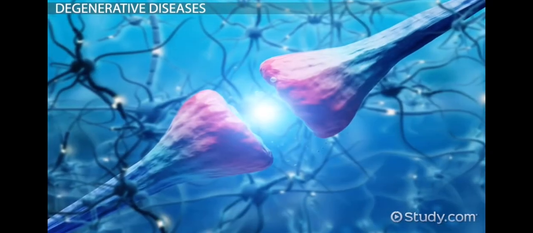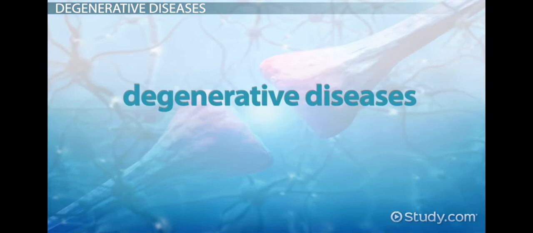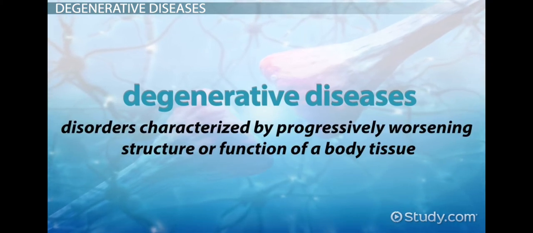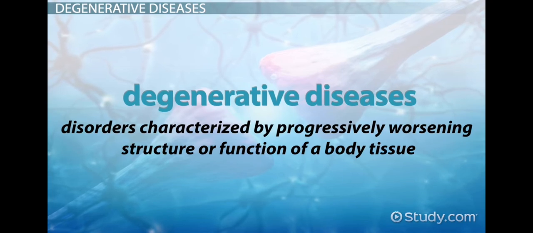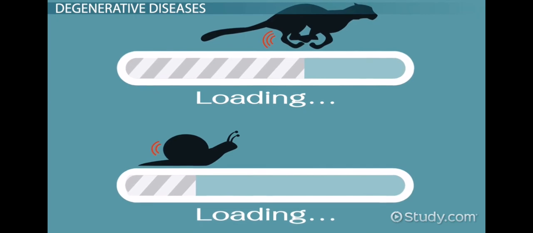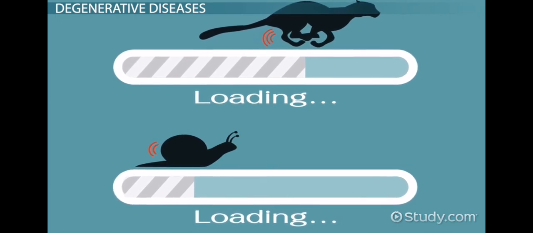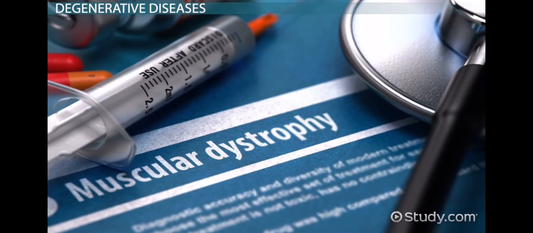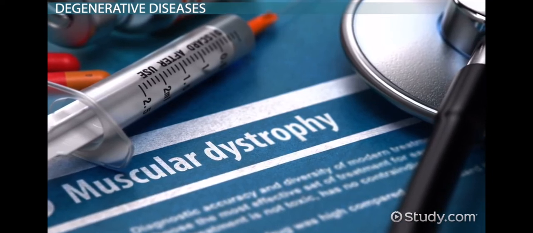Another kind of orthopedic impairment can be caused by degenerative diseases. These are disorders characterized by progressively worsening structure or function of a body tissue. You can think of this as a computer that gets slower and slower over time, or a cord that develops cracks over time. One real-world problem school children may face is called muscular dystrophy.